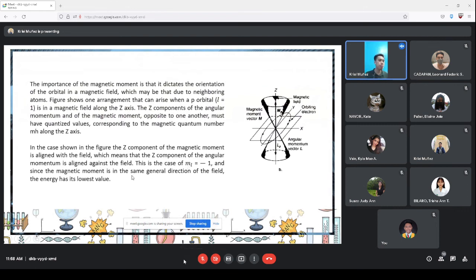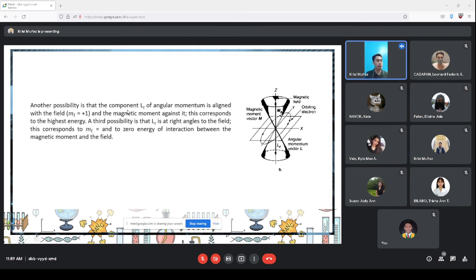And since the magnetic moment is in the same direction of the field, the energy has its lowest value. So for m sub L is equal to -1, yung z component natin ay positive. Yung positive z component natin is aligned along dun sa ating magnetic field, which is a good thing kasi kapag ganun, ibig sabihin mababa yung energy natin. So that means that m sub L is equal to -1 is actually of lower energy compared sa iba nating m sub L of the same na L.